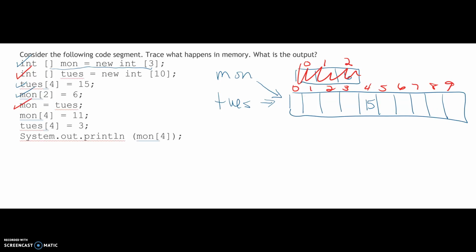All right, so now our next line is we're going to assign the value 11 to mun 4. So now mun 4 again is pointing to this big array, this 10 element array. We'll find index position 4, which currently has a 15, but we're going to replace it with 11.